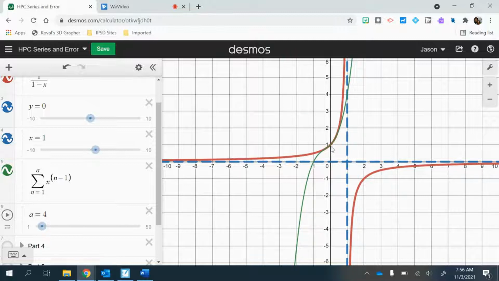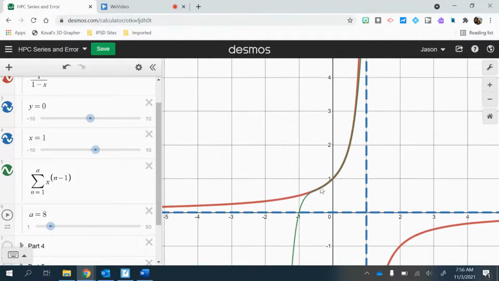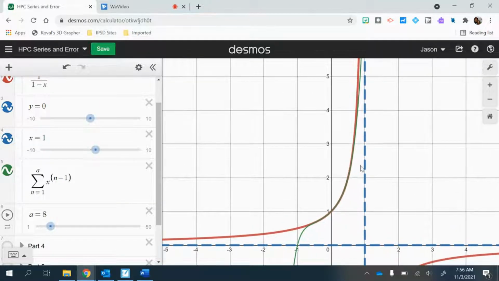So what we see is, as we add more terms, it appears that the graph of the green curve is staying pretty close to the red curve. And it appears to be staying pretty close to the red curve a little bit longer, a little bit longer, a little bit longer. As I zoom in, it appears to be a pretty good approximation for a while, and then it stops.